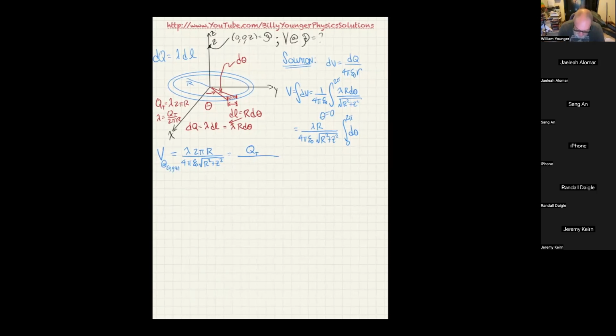The 2 pi r times lambda is Q total, because 2 pi r is the circumference and lambda is the charge per unit length. So now I've got Q total over 4 pi epsilon naught square root r squared plus z squared. So that's the ultimate expression for the electric potential. Remember, this would be called voltage, electric potential, stuff like that.